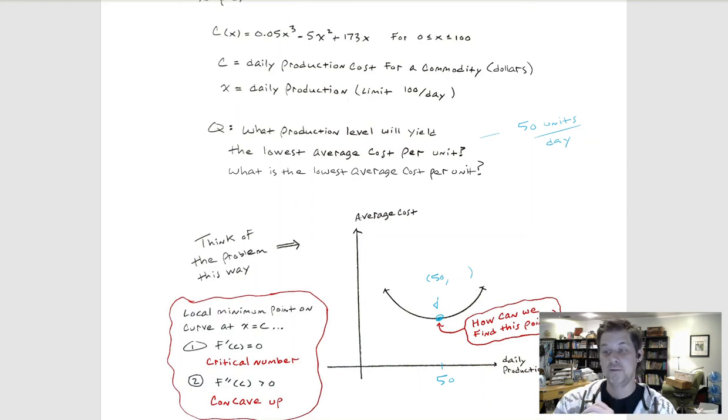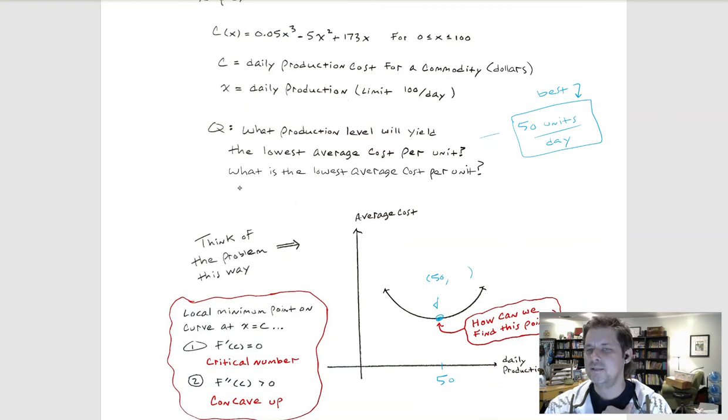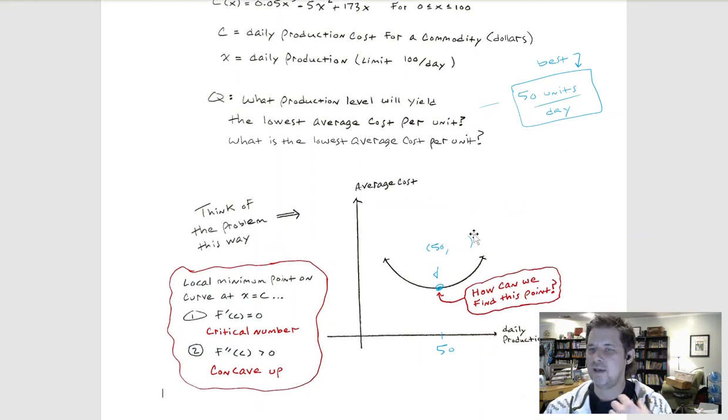Why that is, well, I don't know. We'd have to know more about this production process. But we know that if you deviate from this number, then you will just raise your average cost. So this is the best that it can be. The nature of this production process is such that that's the best way to do it. Then the next question was, what was the lowest average cost per unit? So it's asking me how many dollars per unit is the minimum. This is the best daily production, but to find that other number, the lowest average cost, I'd have to take this and put it into the average cost function.